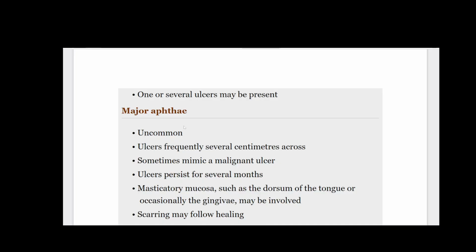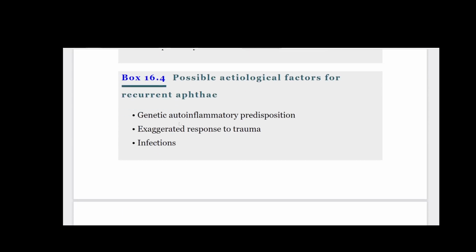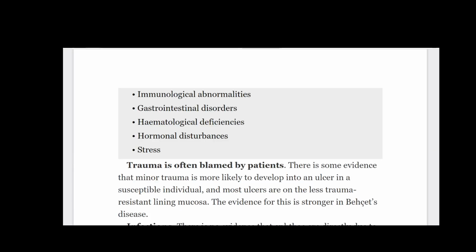Box 16.4. Possible aetiological factors for recurrent aphthae: genetic auto-inflammatory predisposition, exaggerated response to trauma, infections, immunological abnormalities, gastrointestinal disorders, hematological deficiencies, hormonal disturbances, stress. Trauma is often blamed by patients.